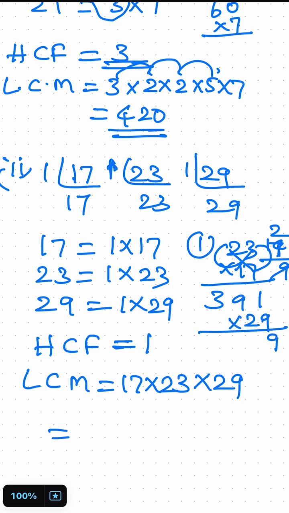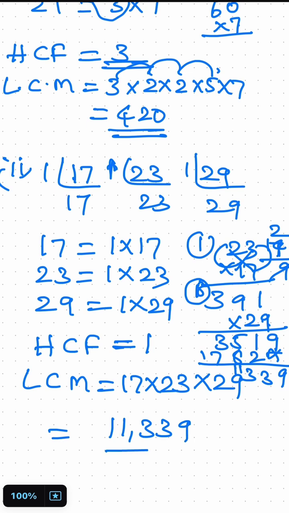9 ones are 9, 9 nines are 81, 9 threes are 27 plus 8, 35. 2 ones are 2, 2 nines are 18, 1, 2 threes are 6 plus 1, 7. 9, 3, 13, 11,339 is the LCM. HCF is 1.